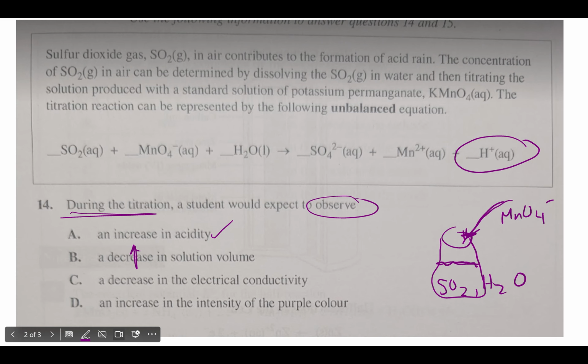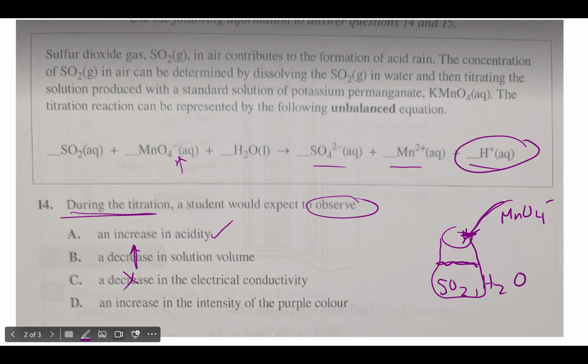C, a decrease in the conductivity. Well, on your reactant side, you only see one ion. On your product side, you have 3 ions present. So that would mean as this reaction is taking place and you're getting more ions, you would be becoming more conductive, not less. So this one is not going to be correct.